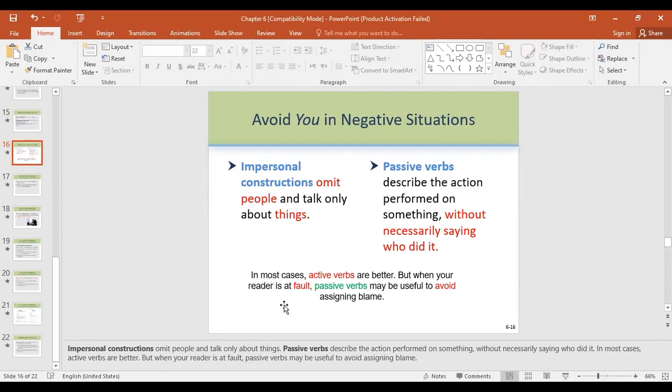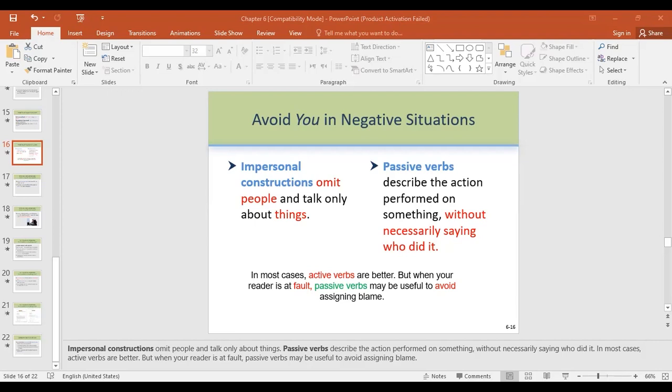But in most cases, active verbs are better. But when your reader is at fault in a situation, you don't use active verbs, so you have to use passive verbs. It may be more useful to avoid assigning blame, because the main point in this sentence is that I need to avoid blaming the reader. I don't need to mention names.